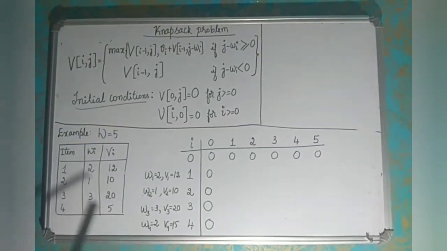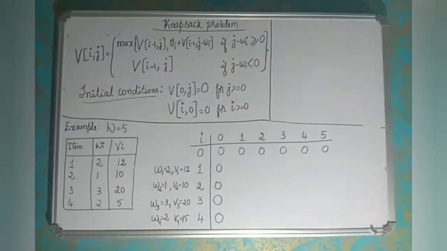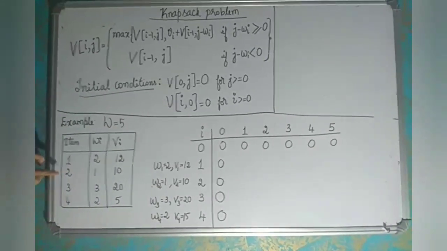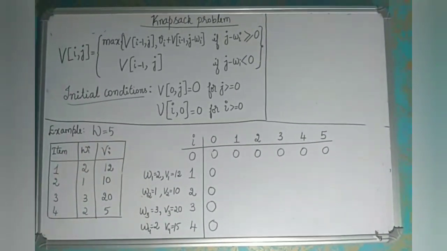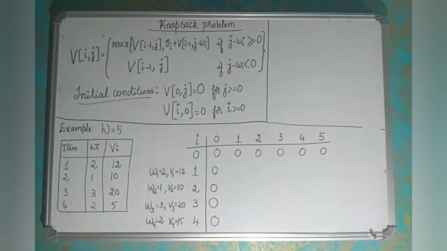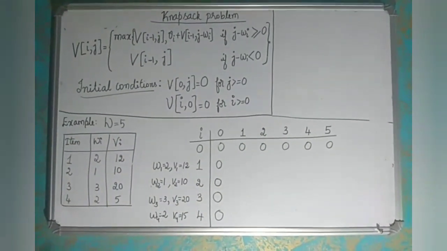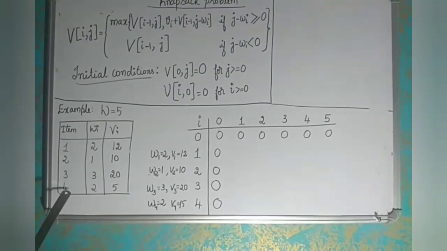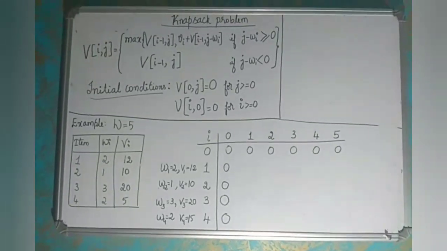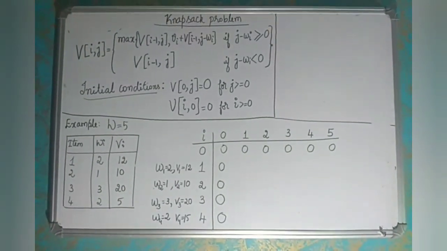Now we'll find the solution for this problem. So here we have written the items. There are 4 items here. Weights of the items are given. Weight of the first item is 2. Weight of the second item is 1. Then the third item is 3. The fourth item is 2. Similarly, the values of these items are given: 12, 10, 20 and 5.